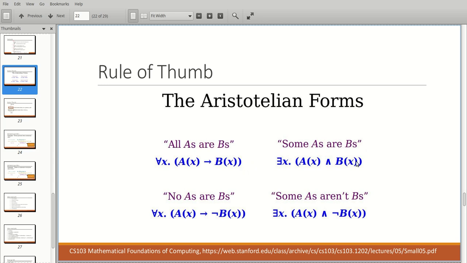Some A's are B's: you can use the existential quantifier, and you can use the connective and for X, A and B. No A's are B's: this one you can use the negation of the universal quantifier. Some A's are not B's: the word some, you can use the existential quantifier, and are not, you can use the negation operator.